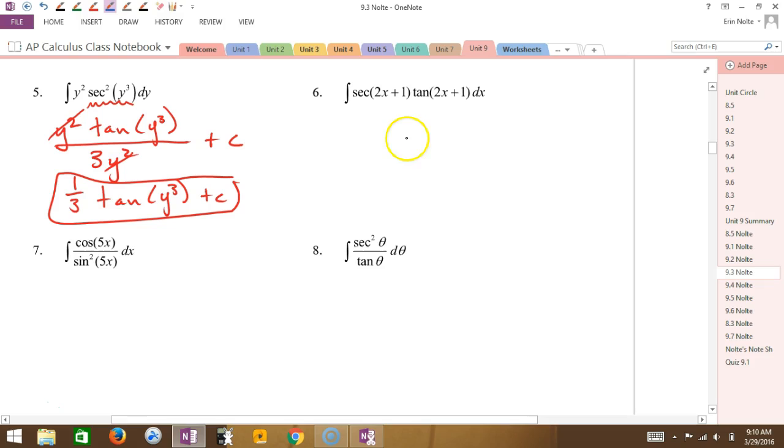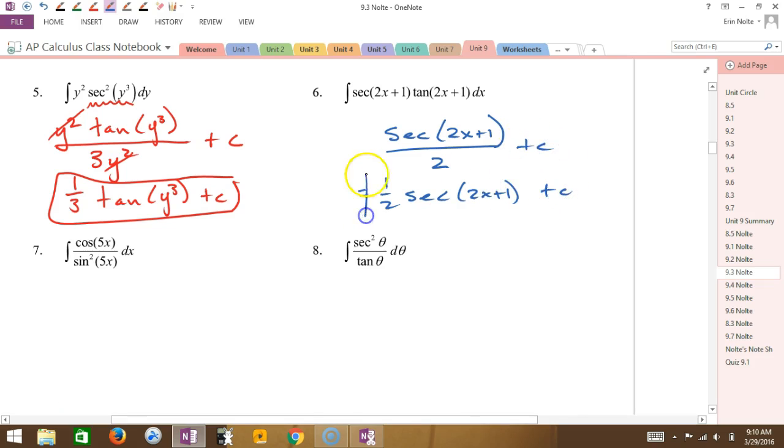Yeah, so this one is just the secant. Okay, and we have 2x plus 1, but since we have 2x plus 1, I have to divide by the derivative. What's the derivative of 2x plus 1? 2. Good eye there. Yeah, that makes that one way easier. If you identify those rules, life is easier.